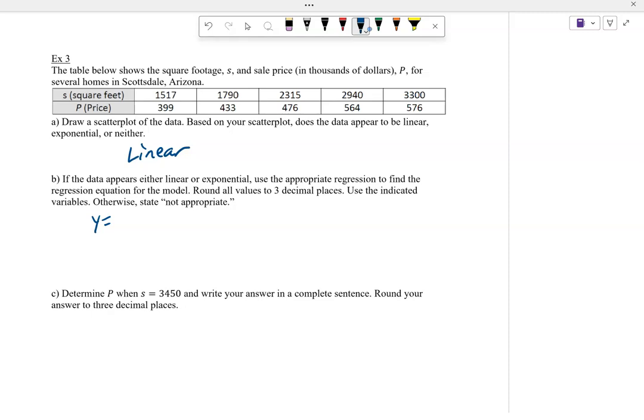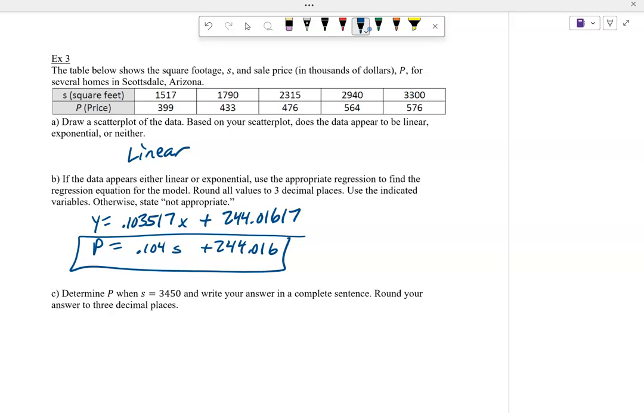We ended up with y equaling m, 0.103517 x plus the b, which was 244.01617. So the price in thousands of dollars is 0.104 if I round that, times its square footage s, plus 244.016. There's our model. So price in terms of thousands of dollars is 0.104s plus 244.016. What would be the price of a home if it was a 3,450 square foot?